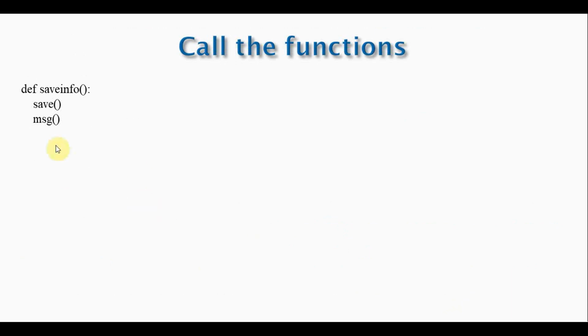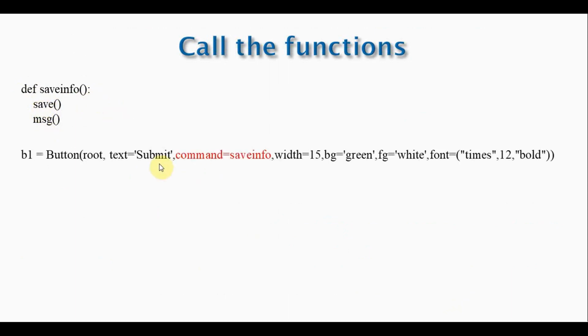The third function name is def save info, and I am calling save and message from here. Now I can update the submit button by calling save info in command: command is equal to save info. That will in turn call these two functions. So in this way we have completed the steps of creating the registration form.